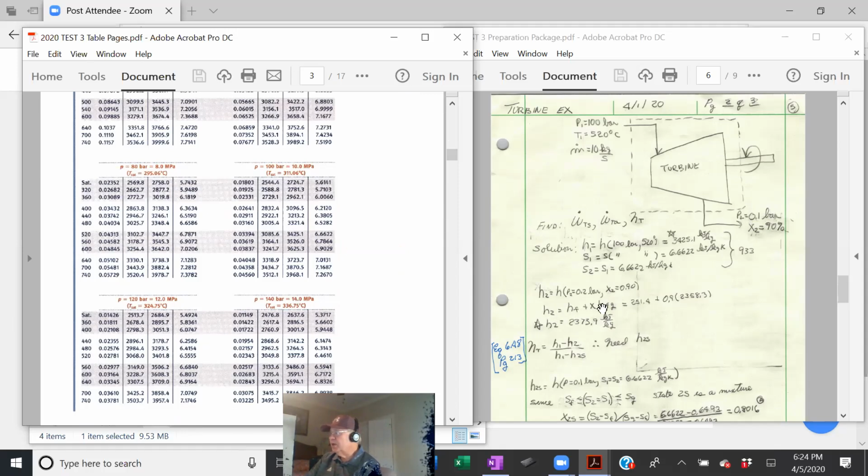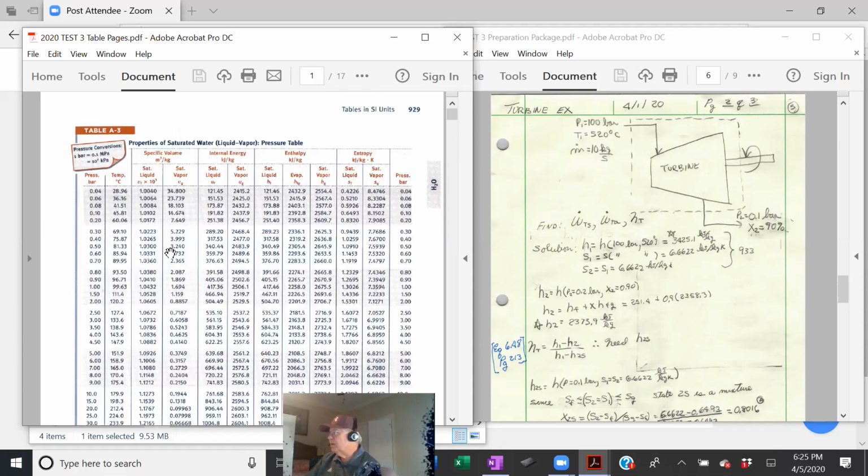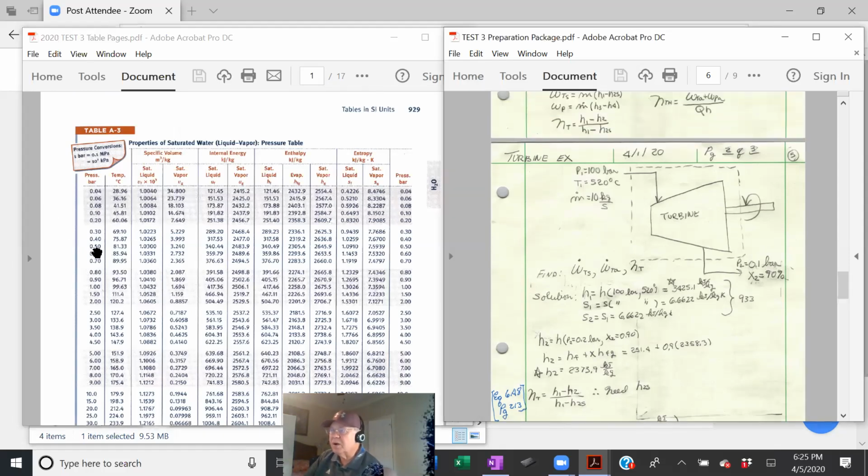So we use our quality equation where H2 is equal to Hf plus X times (Hg minus Hf), which is Hfg. Hfg, as I mentioned, is tabulated for you for enthalpy. All right, let's see where we're working. We're working now in the saturated table because we've got a mixture. I think that's on page 1. And we're at what pressure? Okay, 0.01 bar. Okay, there we go, 0.01 bar.